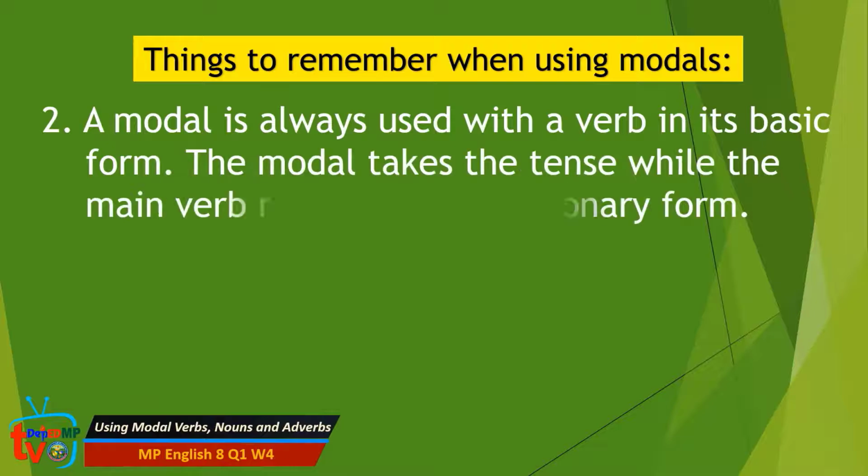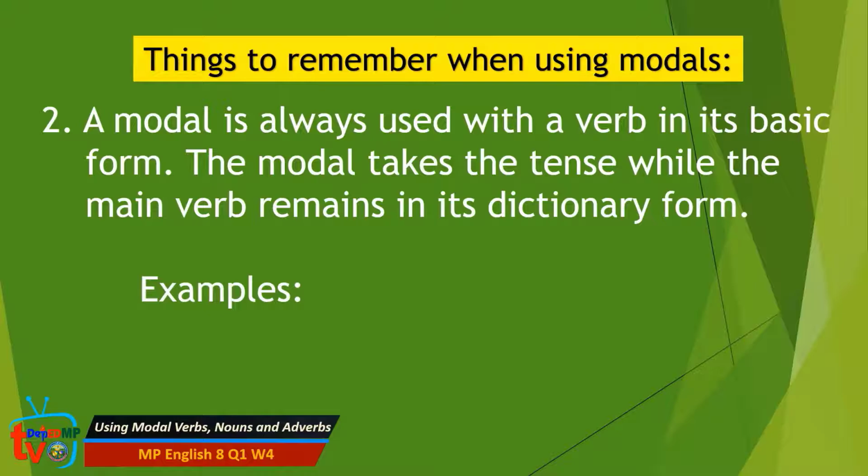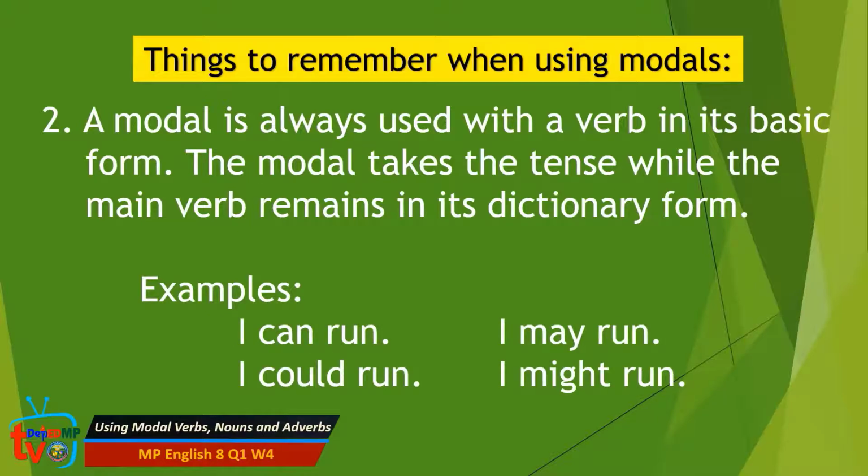Number 2. A modal is always used with a verb in its basic form. The modal takes the tense while the main verb remains in its dictionary form. Examples: I can run, I could run, I may run, I might run. So if you're going to take a look at the examples, our main verb is run.